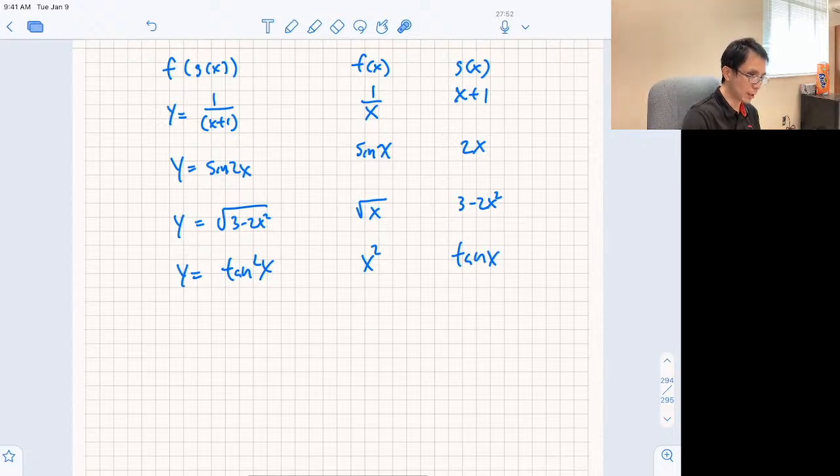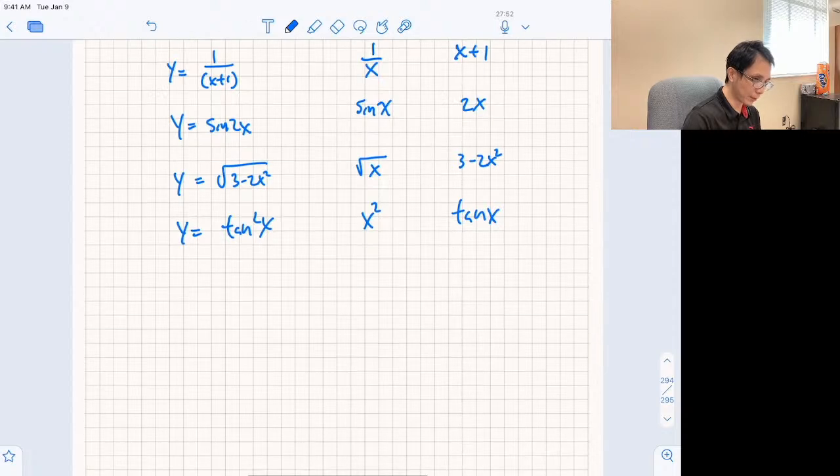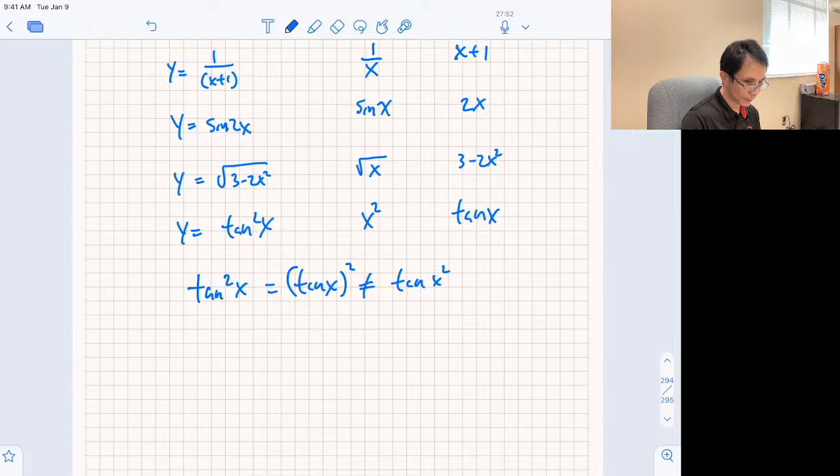Right. So those are the things that, notation-wise, people get confused about. People get confused by this part. They can confuse this tangent squared of x. What does that mean? This means tangent of x squared. But that also does not mean tangent of x squared. This is fundamentally different. Why?